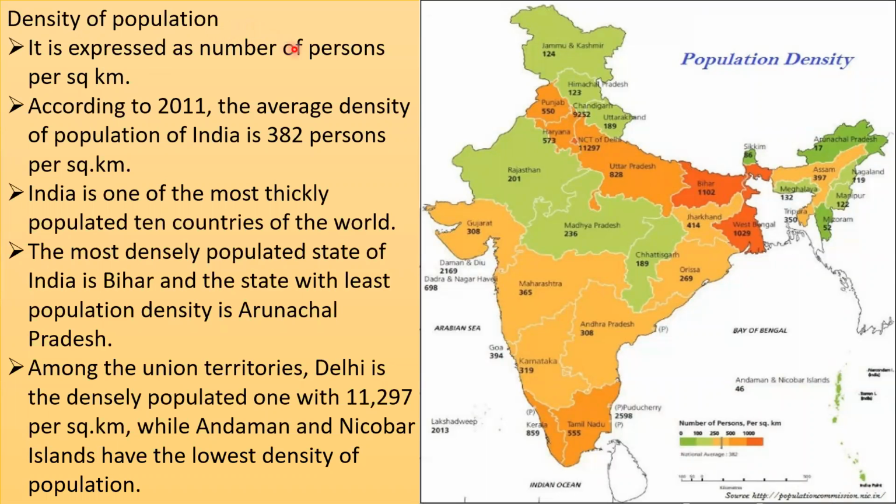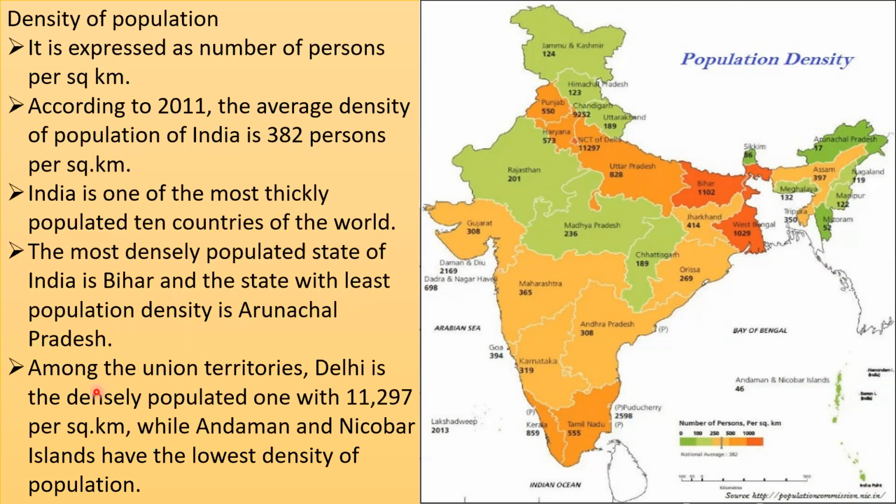Now let us see density of population. Density of population is expressed as the number of persons per square kilometer. The number of people living in a square kilometer is called density of population. It is usually obtained by dividing the population of a place by the area of the place. According to the 2011 census, the average density of population of India is 382 persons per square kilometer. India is one of the most thickly populated 10 countries of the world. The most densely populated state of India is Bihar, and the state with the least population density is Arunachal Pradesh.